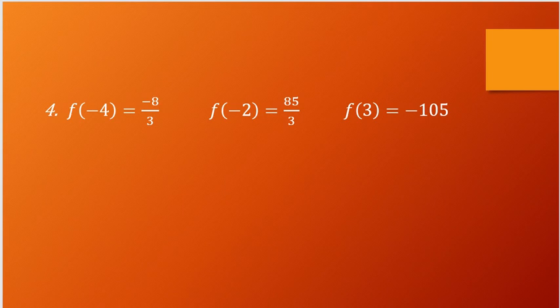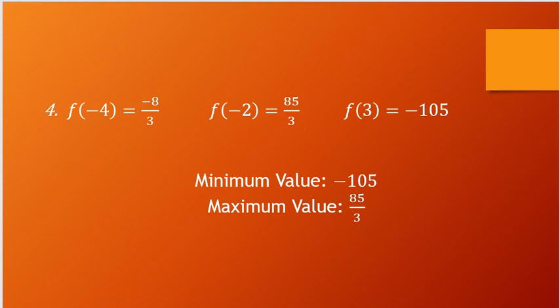Whatever is our largest value, that's our maximum value. Whatever is our smallest value is our minimum value. So the largest value we get is 85/3. The smallest value that we get is negative 105. So these are our minimum and maximum values.